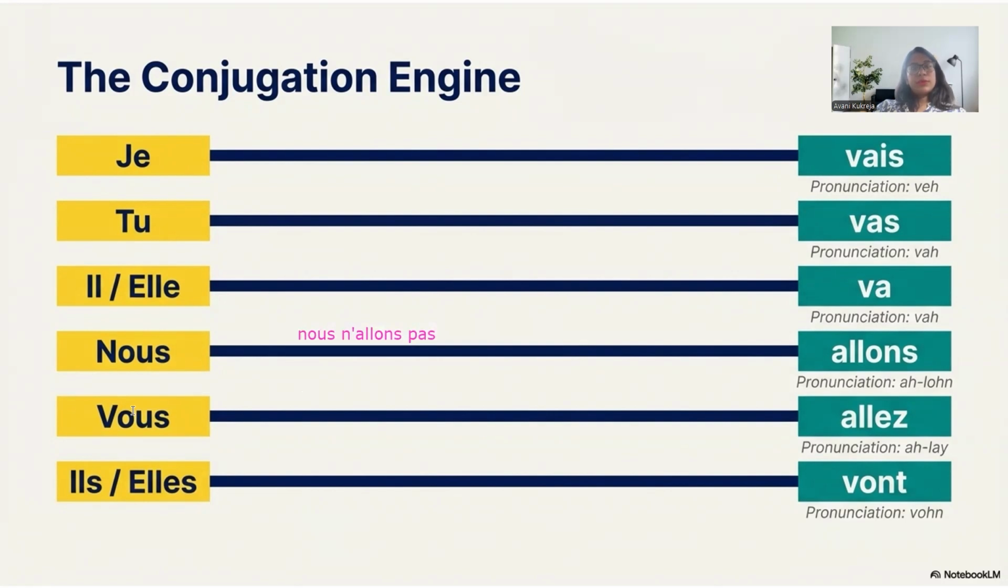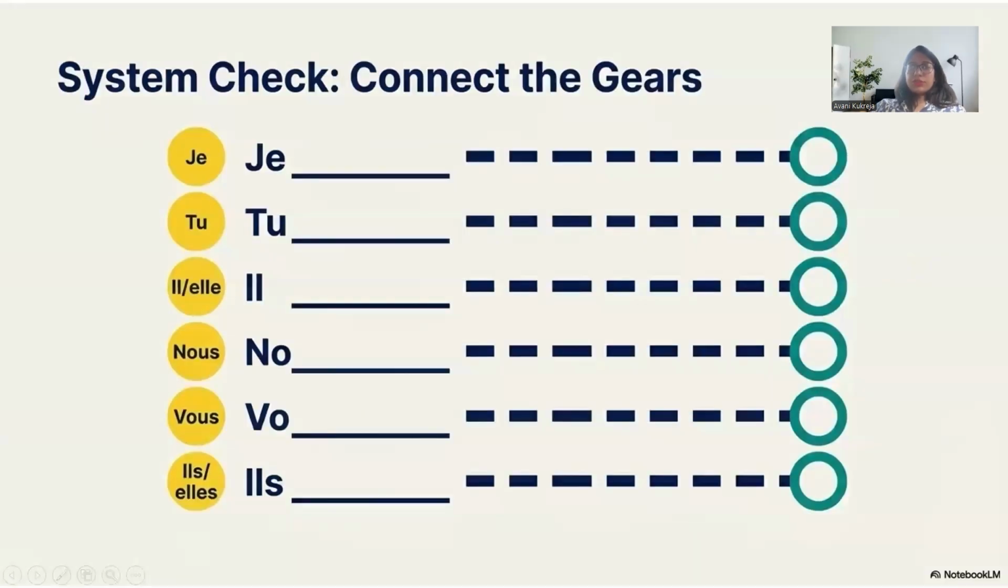With vous, vous n'allez pas. Okay. Next, elles. Elles ne vont pas. Very good. Is this clear, everyone? This conjugation is clear? Oui. Okay, I'll continue.